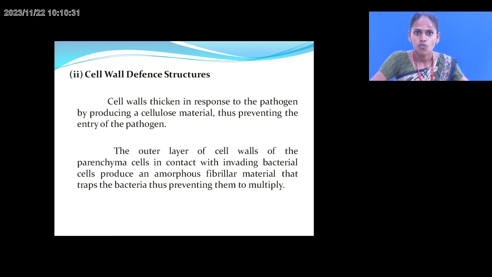The second type is cell wall defense structure. The cell wall thickens in response to the pathogen by producing cellulose material, thus preventing the entry of the pathogen. The outer layer of the cell wall of the parenchyma cells in contact with the invading bacterial cells produces a filigree material that traps the bacteria, thus preventing them from multiplying.